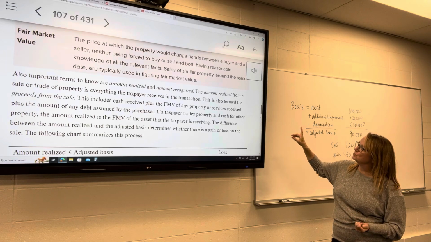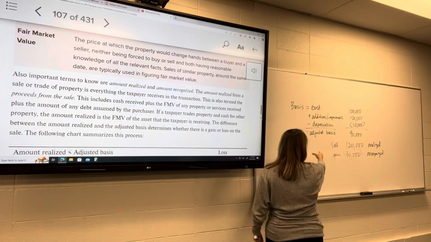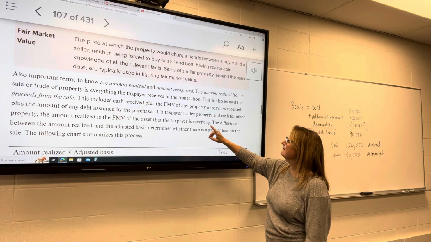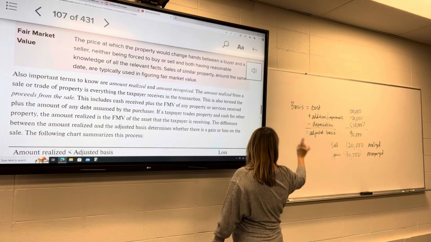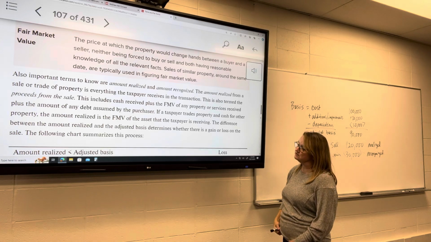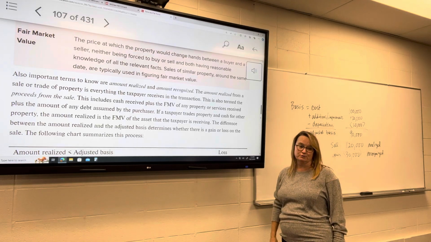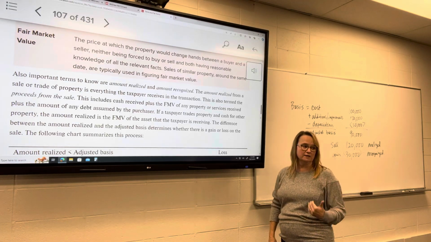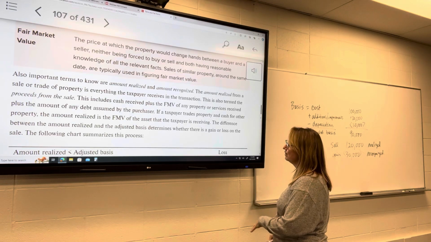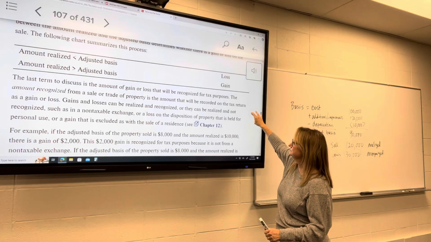So it might be cash that's received in our transaction. So in this case, maybe we got $120,000 of cash. But there are other things that we can also get. And the total amount realized would include the fair market value of any property or services that were received, plus the amount of any debt that was assumed by the purchaser. This is where the person taking it on assumes any debt that was already there on the property. I don't know if they give us an example or if I need to make something up here.